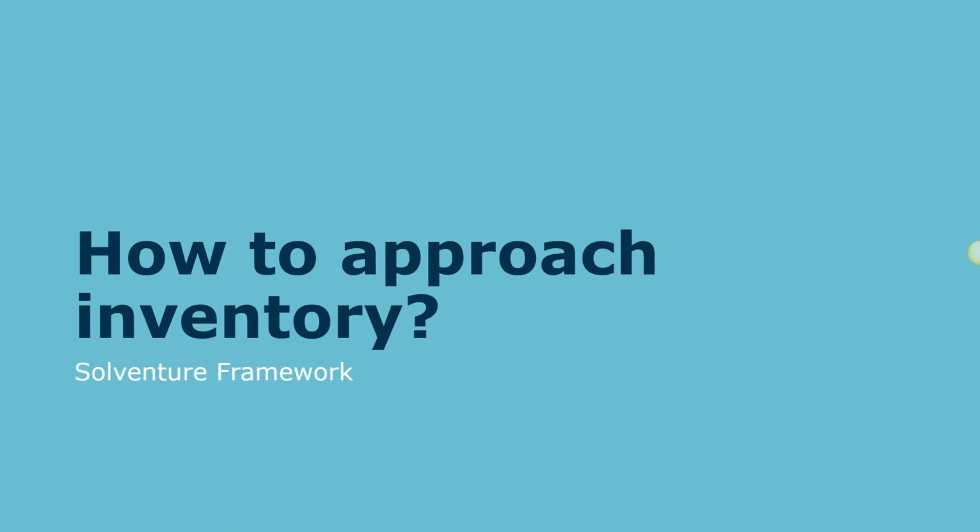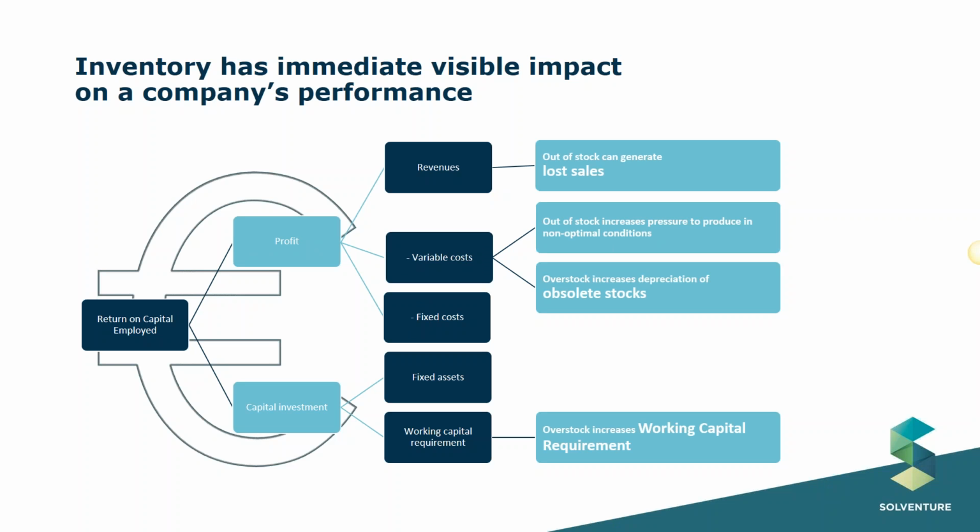But let's continue with the inventory approach. So how do we approach inventory? Well, first of all, when we do a webinar on inventory, we see a lot of interest, because your inventory touches upon everything. Basically, the return on capital employed here on the left is composed of the EBIT, the profit, and the capital employed. The capital employed is basically composed of the fixed assets and the working capital.